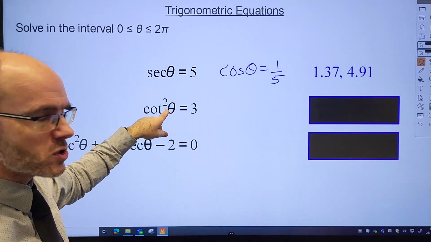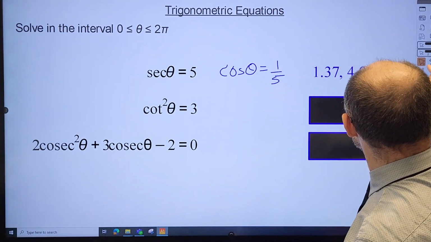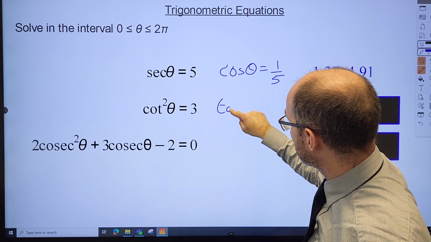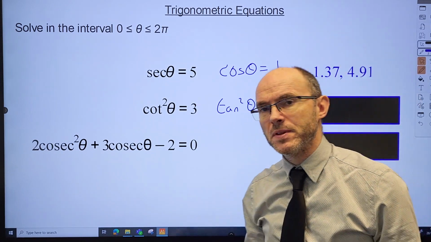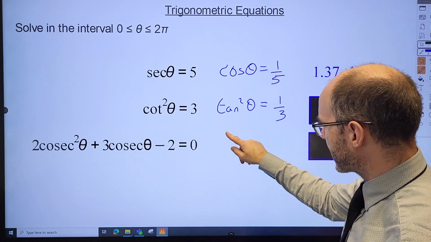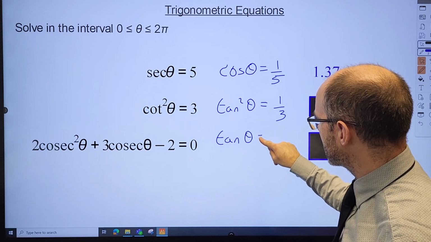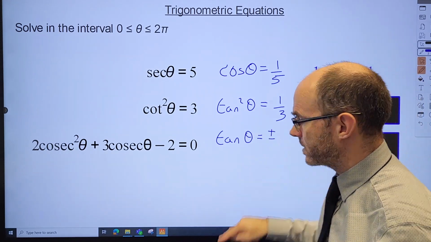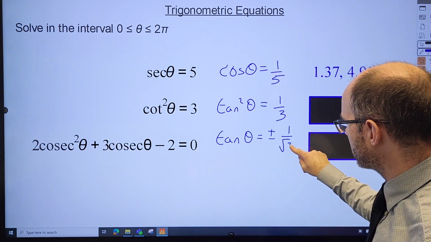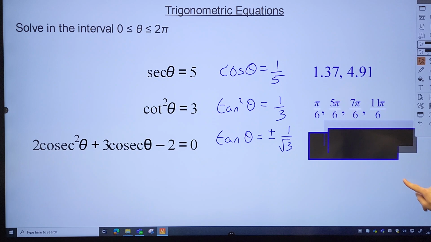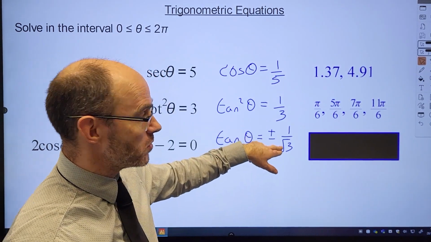Right, with this one, cot squared theta, you can do a similar thing. So you've got tan squared theta here is equal to 1 over 3. And then you take the square root of both sides. But be careful when you do that. When you take the square root of both sides, you're going to get tan theta is positive or negative 1 over root 3. And that means you're going to get 4 possible answers, of course. So we'll do the inverse tan of 1 over root 3.